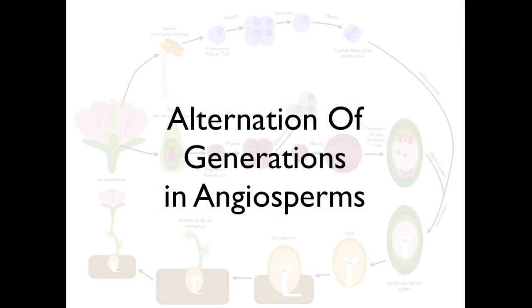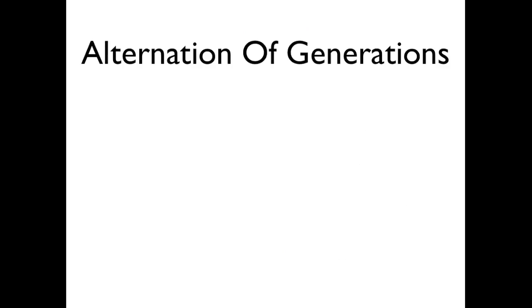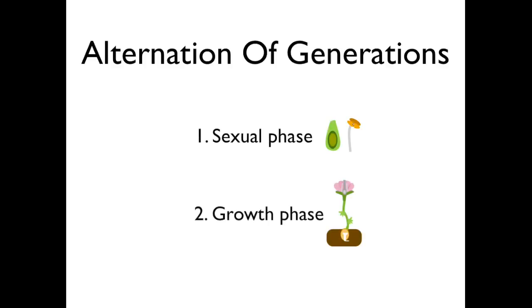Today, we are going to talk about the concept of alternation of generations, with a focus on angiosperms, or flowering plants. This is part 1 of a 5-part series. The alternation of generations is a phrase that describes the life cycle of a plant. The life cycle of a plant is divided into 2 phases, a sexual phase and a growth phase.